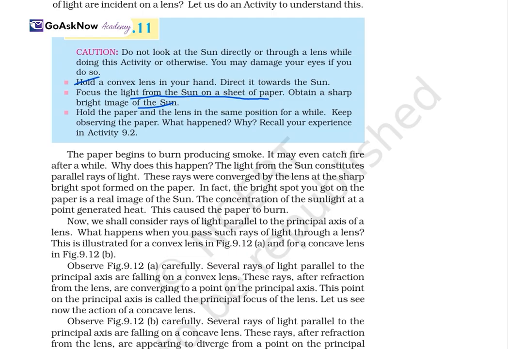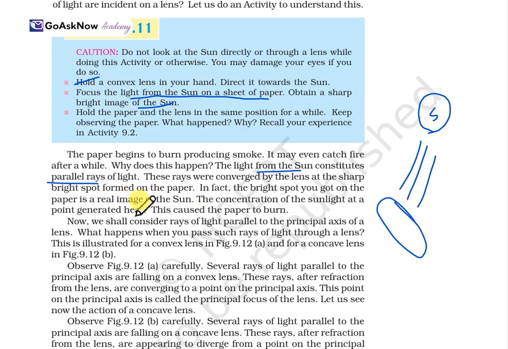Why does this happen? The light from the sun constitutes parallel light rays. Parallel light rays are coming from the sun. So the concentration of the sunlight at a point generates heat. When it focuses at one point only, it causes heat, and this causes the paper to burn. Now we shall consider rays of light parallel to the principal axis of a lens.